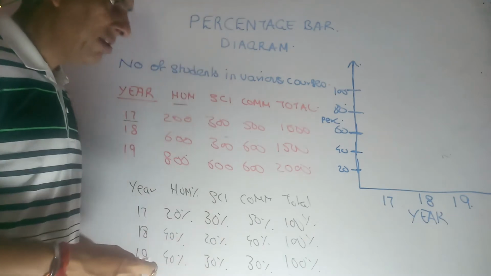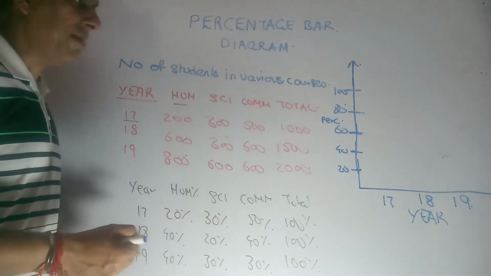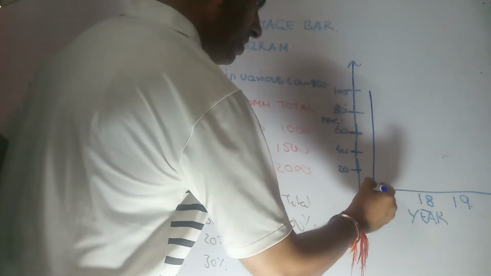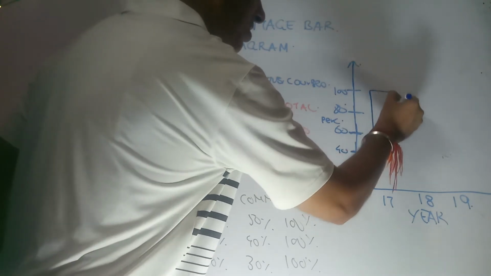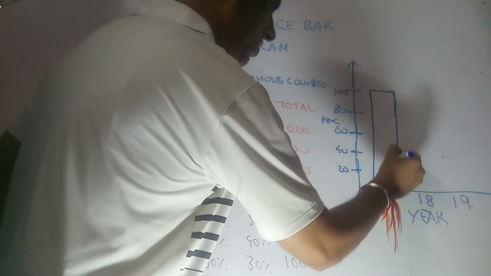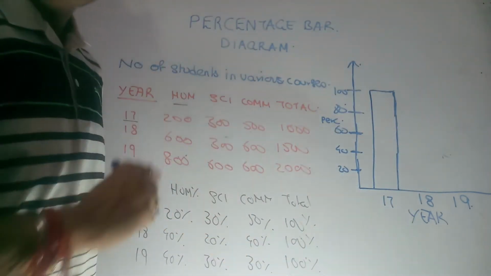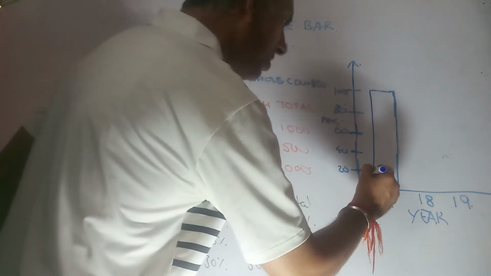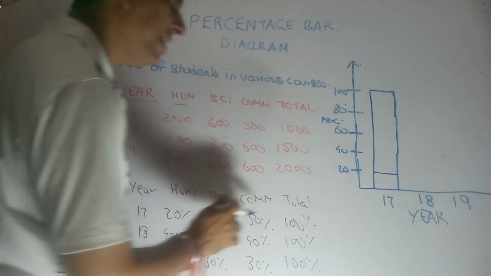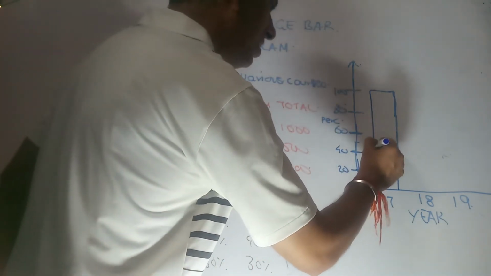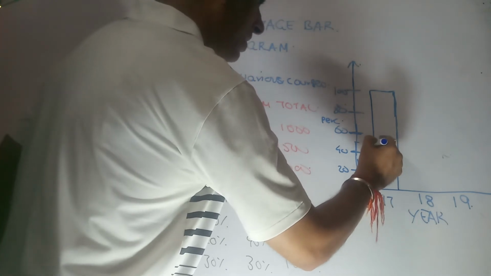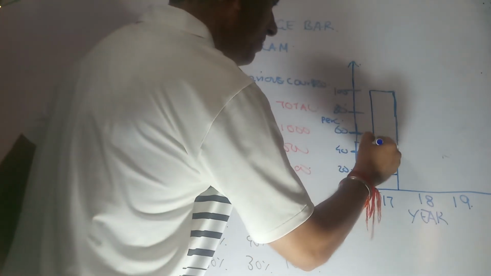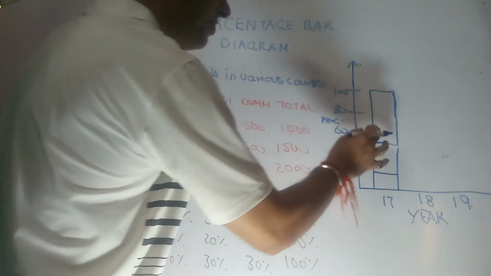Now the same we'll portray through our percentage bar diagram. So for the year 17, again the rectangle which will be made for representation will be of 100%. Clear? And I'll again go. So just check it. 20%, the first one. 20 plus 30 is 50. That is representing the science segment. Right? And the remaining 50% will be taken care of by the other one, that is the last stream.